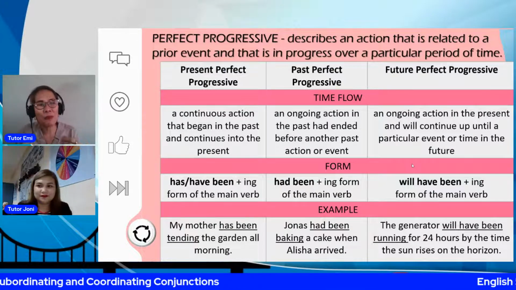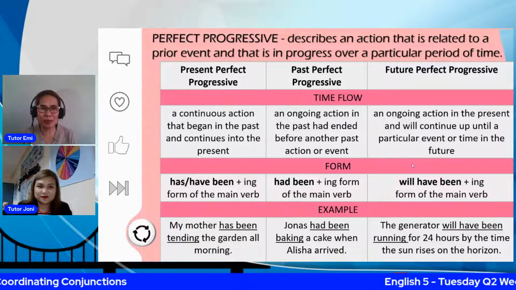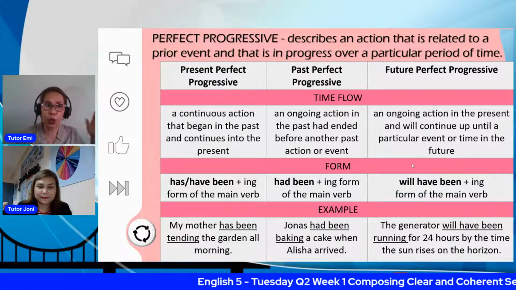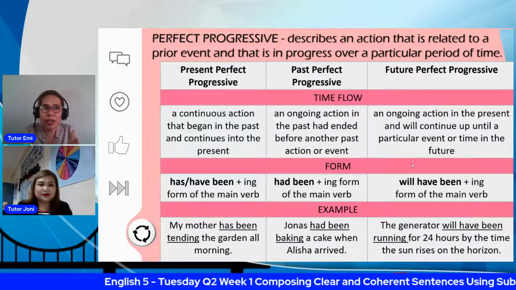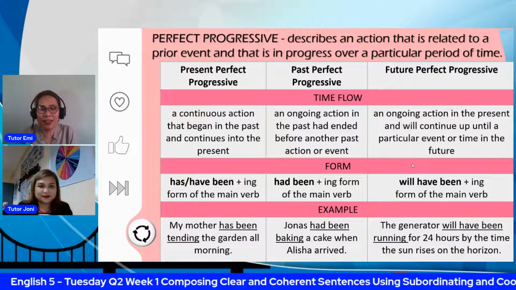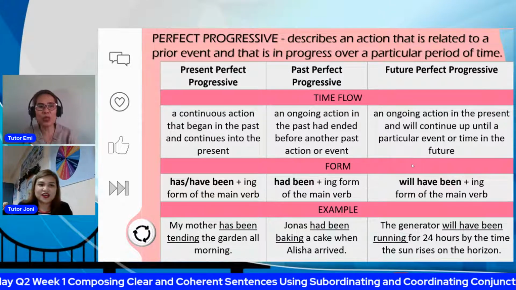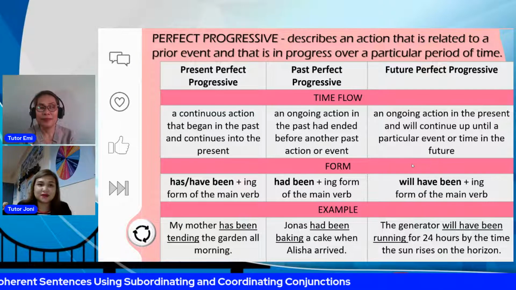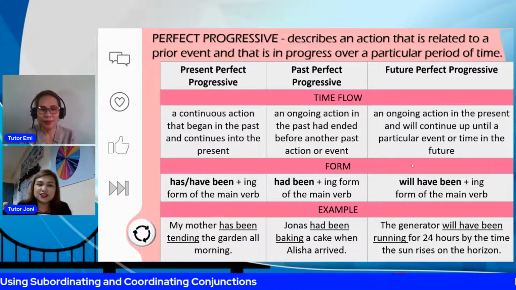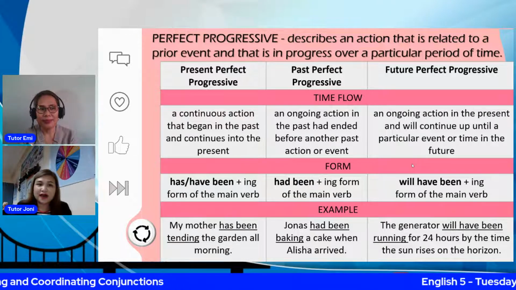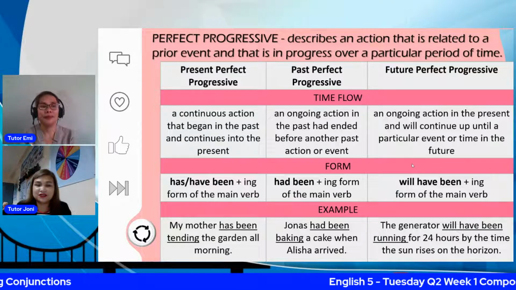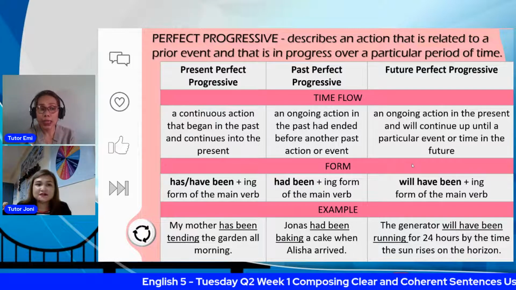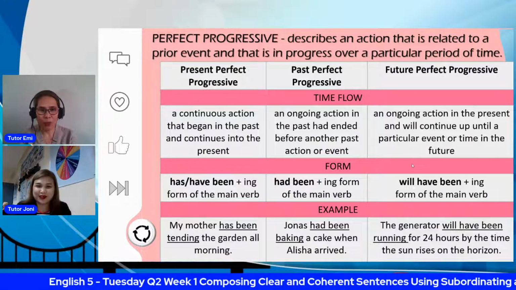All right, now let's have the last one, which is the combination of perfect and progressive, and that is the perfect progressive aspect. So it describes an action that is related to a prior event that is in progress over a particular period of time. So let's have the first one, present perfect progressive, a continuous action that began in the past and continues in the present. The form is has or have been plus the ing form of the verb. You can say, my mother has been tending the garden all morning.